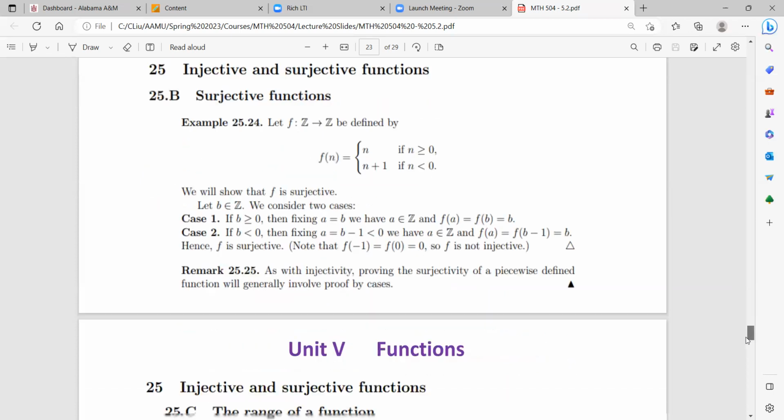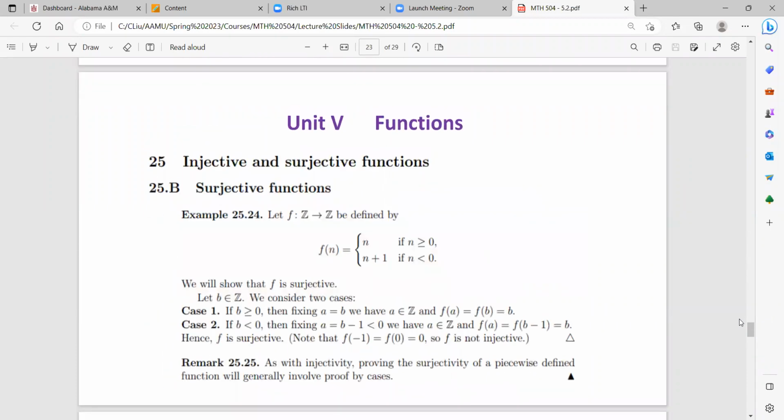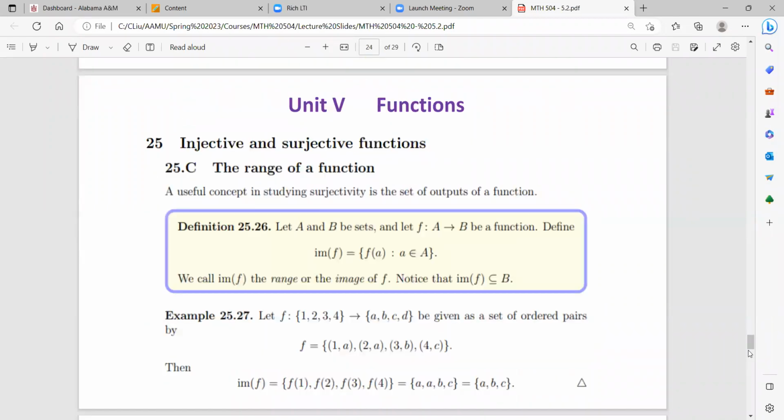All right, so that's one example. The next thing we want to talk about is the range of the function. So we talked about injective functions and surjective functions. We learned the concept of the range of a function before. Now we have different things: we have codomain and we have range. So what's the difference?